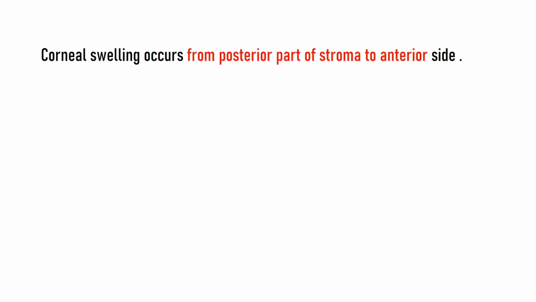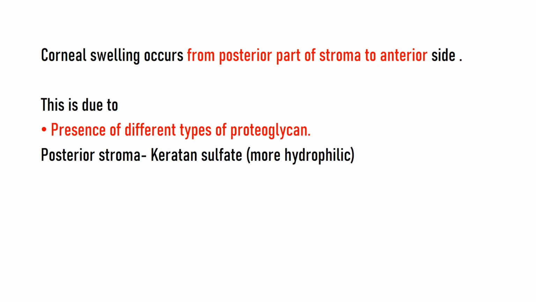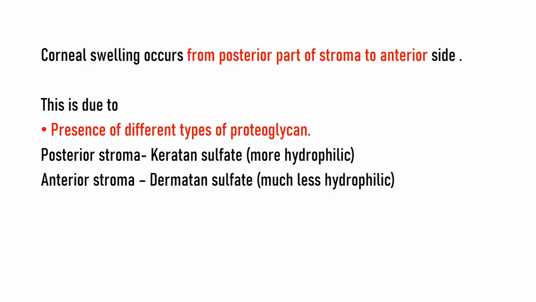The swelling of stroma occurs from posterior stroma to anterior stroma. The reason being that first, different types of proteoglycans are present. Posterior stroma has keratan sulfate, which is more hydrophilic and tends to imbibe water, while anterior stroma has more dermatan sulfate that is relatively less hydrophilic than keratan sulfate.